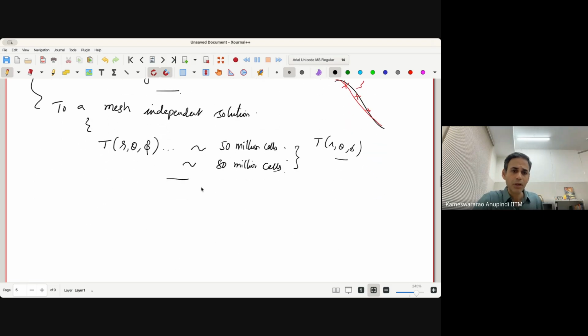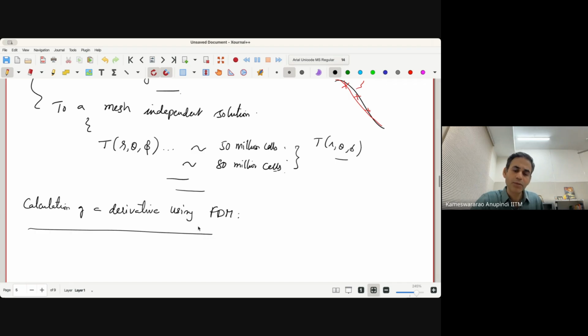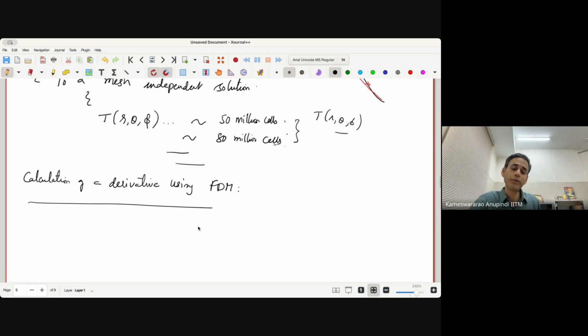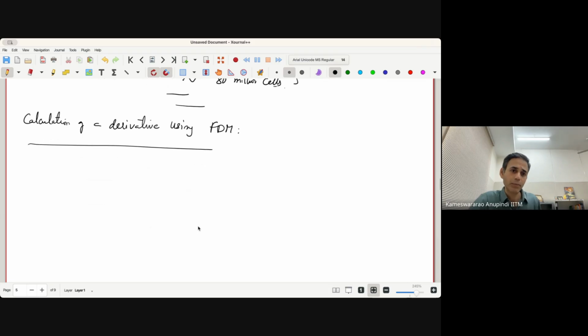Now let us get into discretization, or calculation of a derivative using finite difference methods. That means we're going to numerically evaluate a derivative using the finite difference method. As you recall, if you have a one-dimensional problem, you may discretize it with several nodes like this. Typically, we'll have some dependent variable in a partial differential equation.